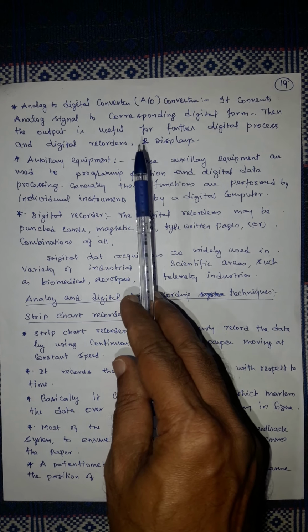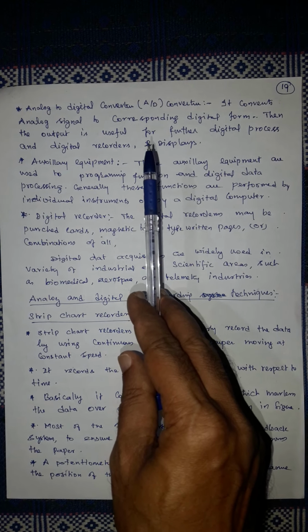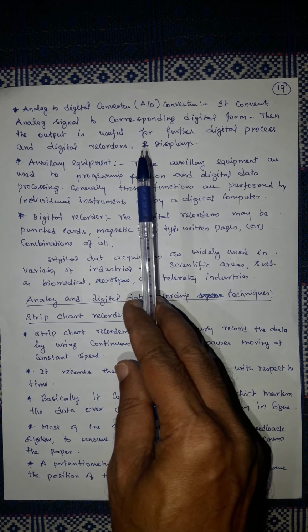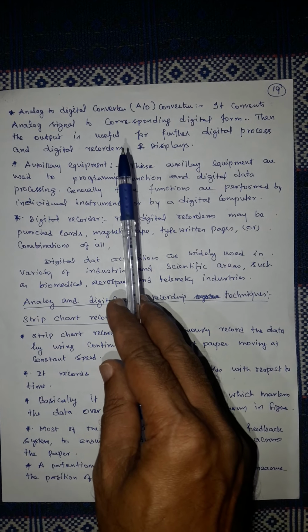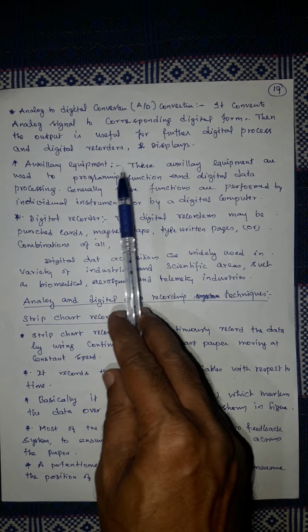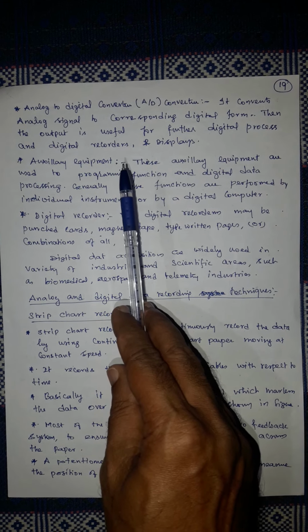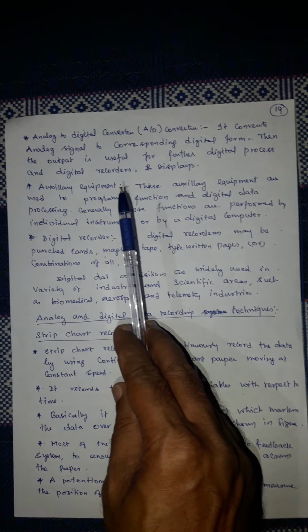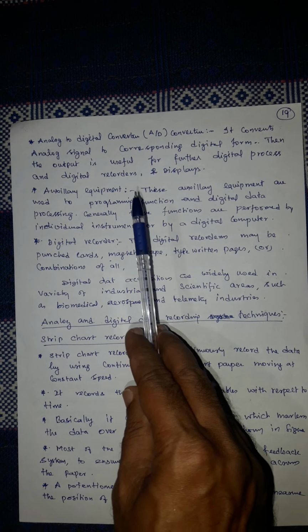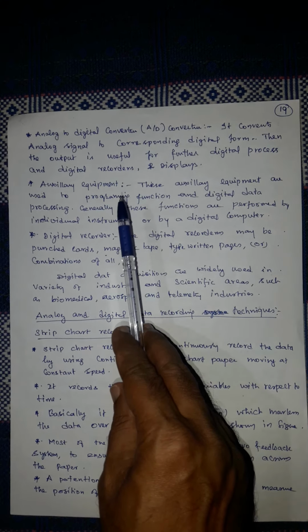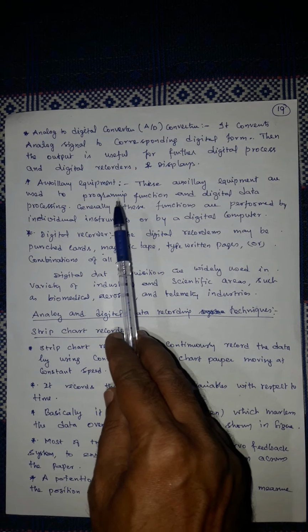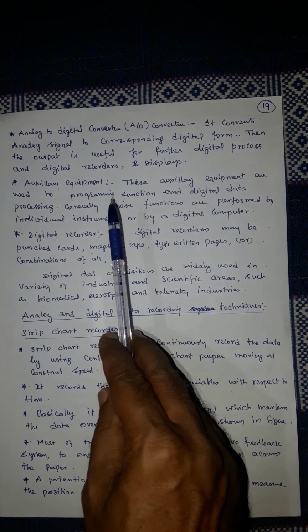For example, 0 volt means 0 0 0 0. 1 volt means 0 0 0 1. And then 10 volt means all 4 ones, like that. For example, suppose we are using 3 bits, all ones means 7 volt. With 3 bits, 0 means 0 volt, 1 volt means 0 0 1, 2 means 0 1 0, like that. 1 0 0 means 4 volt, like that.